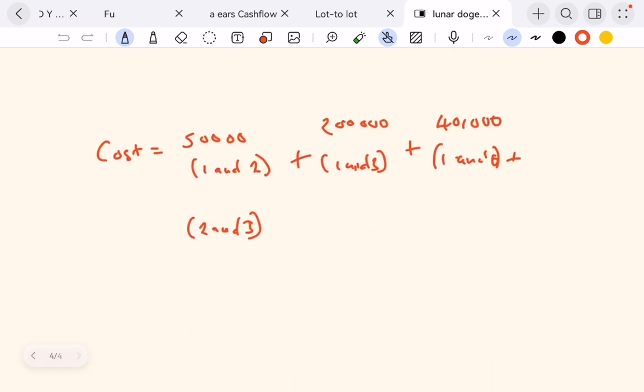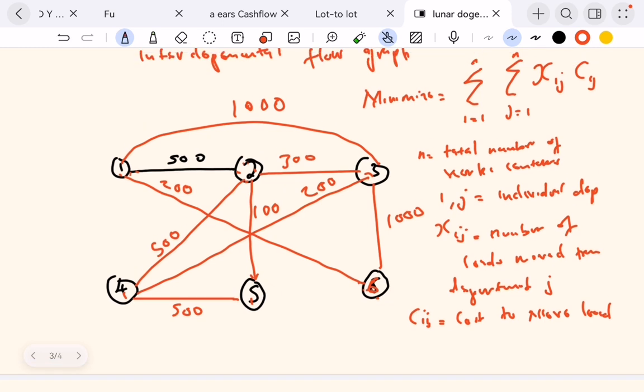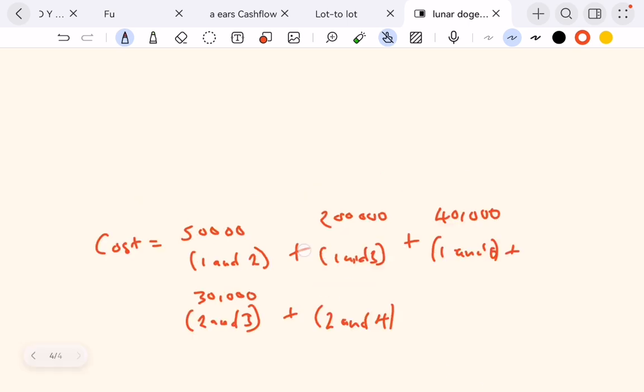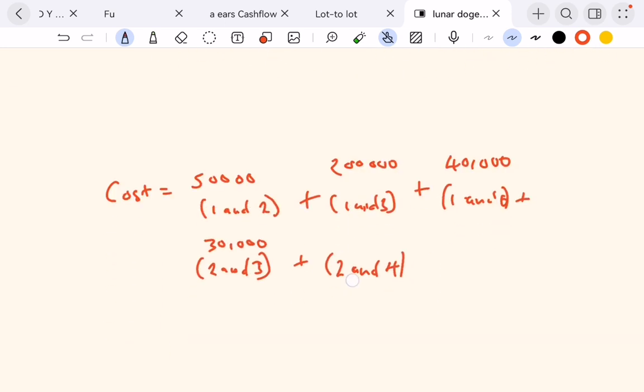Then we have 2 and 3. Where is 2 and 3? Here. So you see, they are just 100 kwacha. So it will be 300 times 100 kwacha. It's giving us how much? 30,000. Plus, we have 2 and 4, because that's why 2 is connected there. How much is 2 and 4?